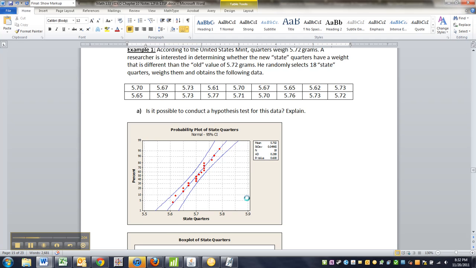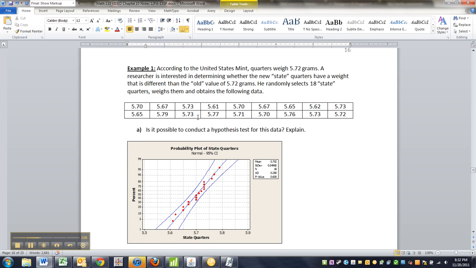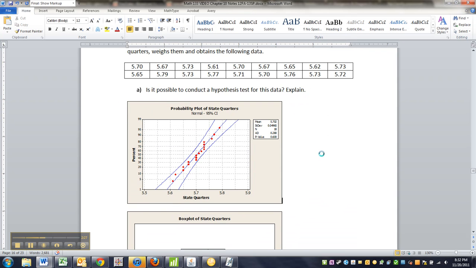All right, so let's look at it. According to the U.S. Mint, quarters weigh 5.72 grams. A researcher is interested in determining whether the new state quarters have a weight that is different than the old value of 5.72 grams. He randomly selects 18 state quarters, weighs them, and obtains the following data. So there he is. He gets 18 random quarters.